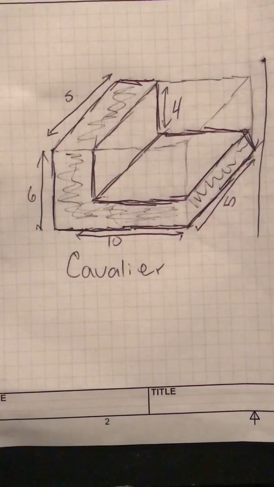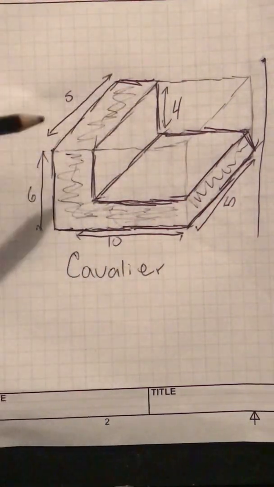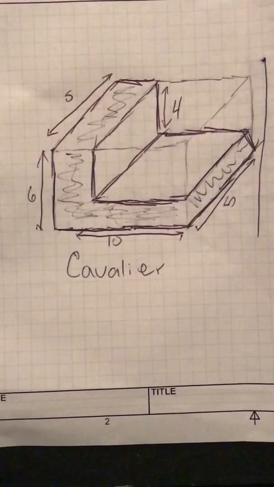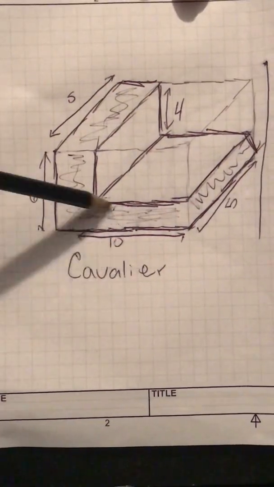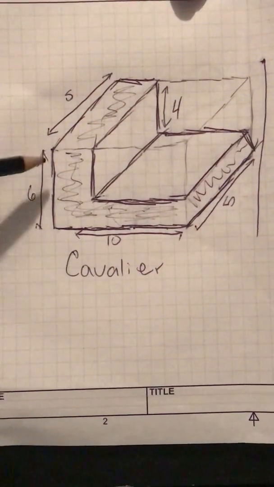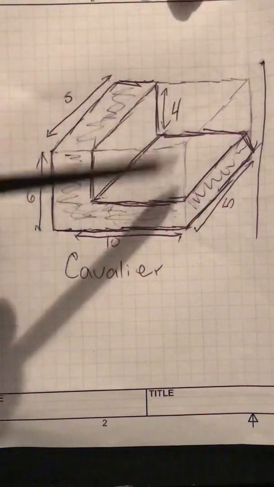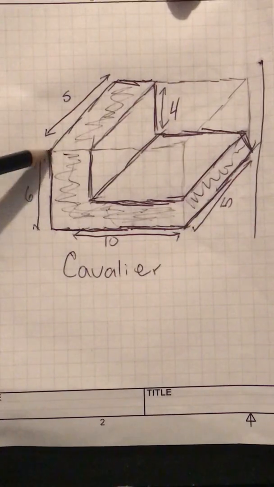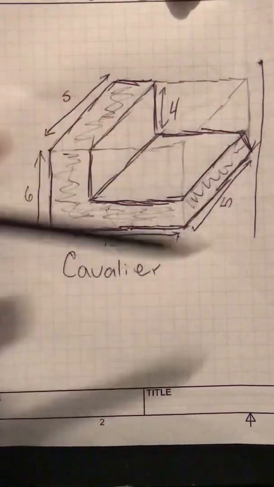When you start off drawing an oblique drawing, you want to identify what your height, width, and depth will be. For me, my height was 6, right here. My width was 10, and my depth was 5. So what I did was I lightly drew, because you want to be able to see what the shape is in the box. So I lightly drew the outside of the box, which was 6, 10, 5, which was my height, width, and depth.